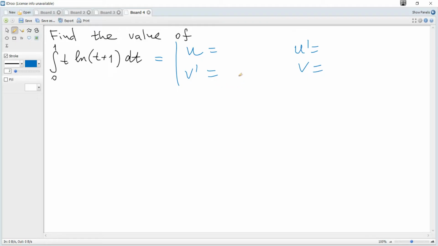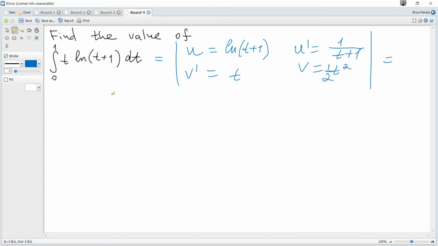But it will be more useful here to choose u to be ln, because we can easily find the derivative of ln. It's ln of a more complicated argument. We should apply the chain rule, and we use the rule for the derivative of ln of x. Its derivative is 1 over x, so it becomes 1 over t plus 1, and the argument's derivative, the derivative of t plus 1, is 1. And then v prime is t, and the integral is t squared over 2.